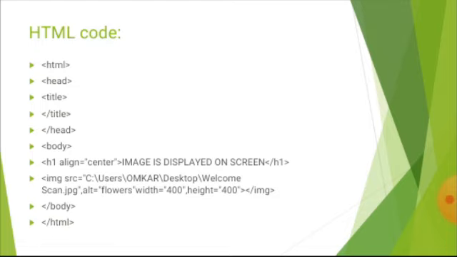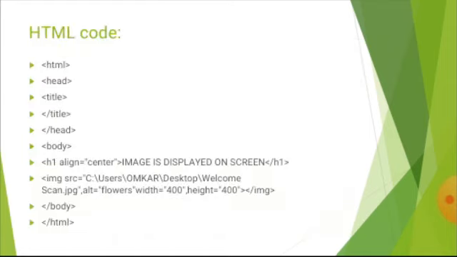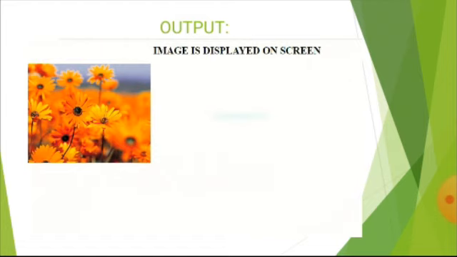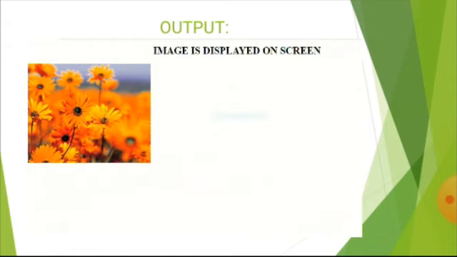Then we will see the output of that HTML code. The sentence "image is displayed on the screen" is at the middle because we are using align equals center inside the h1 tag. Then the image is not at the middle because we are not aligning it to the middle, left or right. It is by default at the left side. The width and height we are specifying over here, that's why the image width and height are equal. We will see in our output that the width and height of the image are equal.